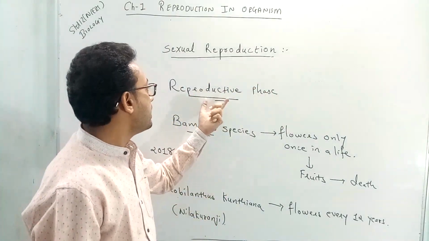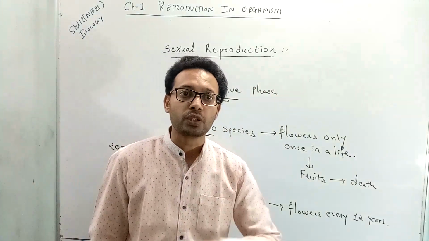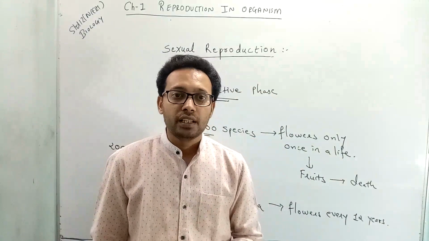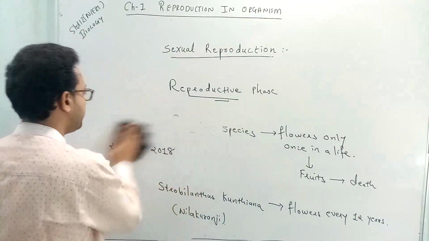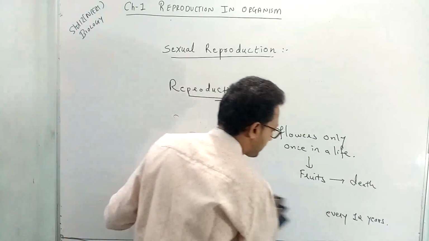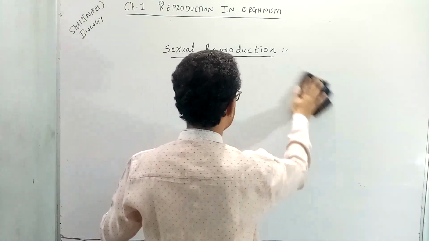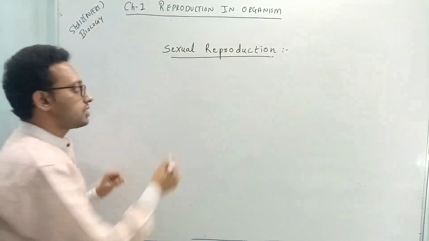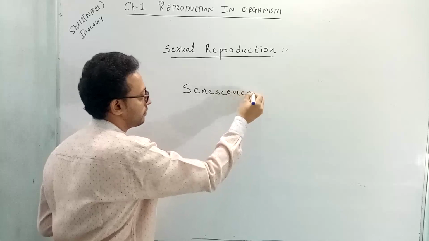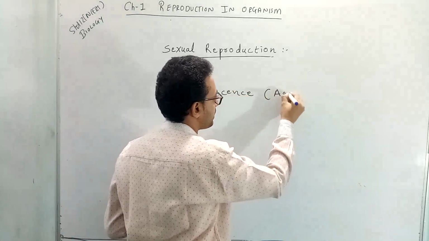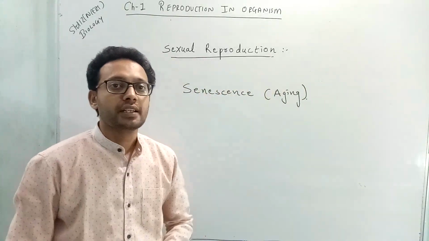So this is called the reproductive phase in a plant. Okay, so we have discussed the reproductive phase in both plants as well as in animals. Now we move ahead with the third phase of the life of sexually reproducing organisms. And this is called senescence, or it is called the aging phase. Okay, senescence can also be called the aging phase.